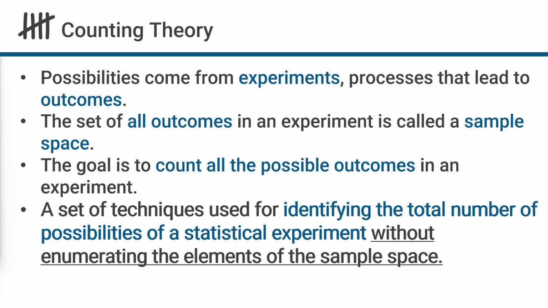So let's say, for example, you toss a coin. The sample space there, or all the possible outcomes that can come out of that, whether heads or tails, is what we call a sample space. So the result of heads and tails is collectively what we call a sample space. The goal is to count all the possible outcomes in an experiment. That's what we are trying to do.